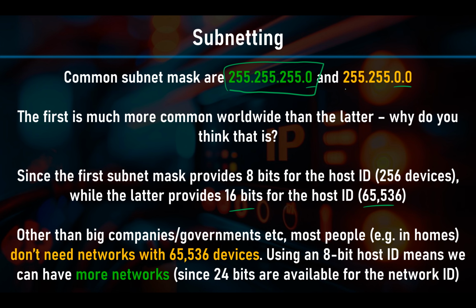Whereas if everyone had networks like this, where you have 16 bits for the host and 16 bits for the network, what that means is that worldwide you're going to be able to have fewer of those networks, compared to, for example, this, where you have 2 to the power of 24 different networks available.